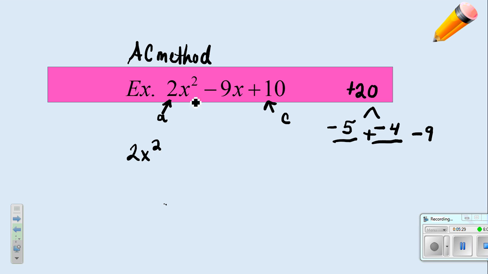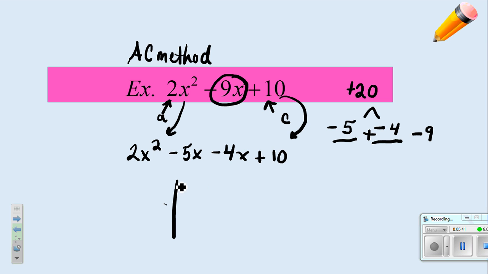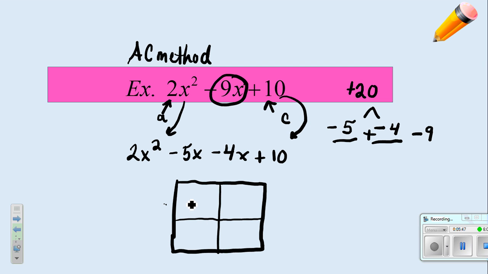2x squared. Bring that down. Replace your middle term with our new terms. Negative 5x minus 4x. Bring down that c, plus 10. Now, rewrite in your four squares. Okay, 2x squared minus 5x minus 4x plus 10.